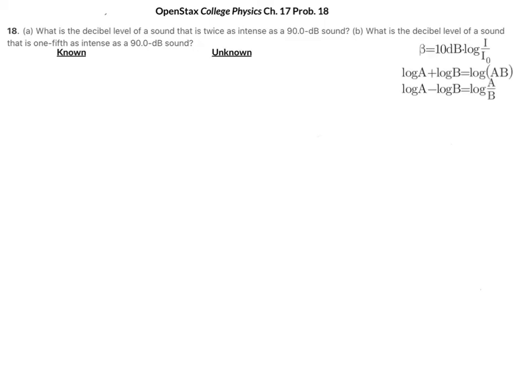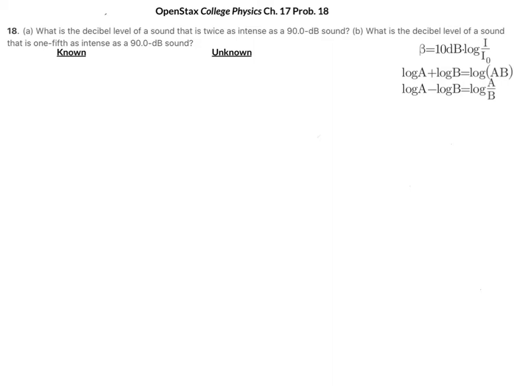So I'm going to write out my knowns and unknowns. I don't need a diagram, but I have here a list of useful equations. The first equation is the decibel level: beta is 10 decibels times log base 10 of the intensity of one sound divided by the reference intensity, the threshold of human hearing. And then some other useful log identities are here. Log A plus log B is log A times B, and log A minus log B is log A over B. So you'll see how we will end up using one of them.